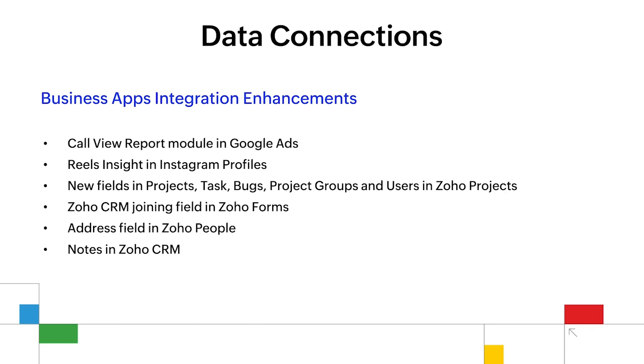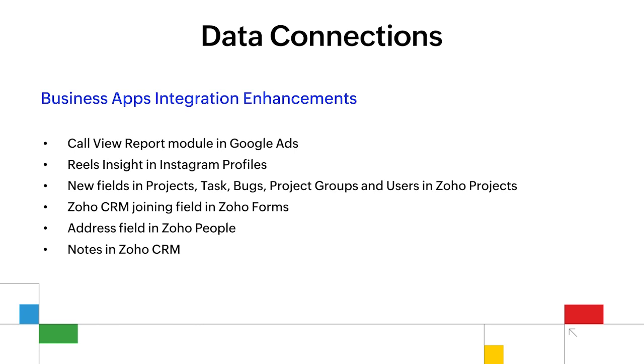Those updates are, now we also support call view report module in Google Ads. So this is a new module that you can see in Google Ads integration if you're already using it. And similarly, the most used Reels insights in Instagram profile is also available. So you can track the Reels insights in terms of what is the engagement rate, the impressions, and everything.